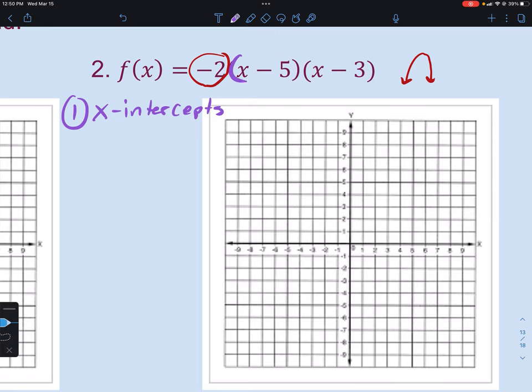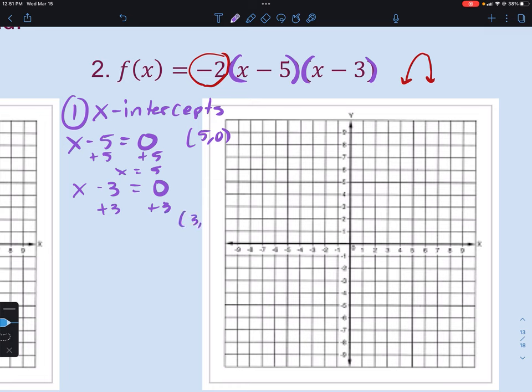Okay? Take your factors and set them equal to 0 and solve, just like how we would if we were solving an equation. So basically, I'm just going to add 5. I'm using the zero product property here. My first x-intercept is at 5, and my second x-intercept is at 3. So (5, 0) is here, and (3, 0) is here.